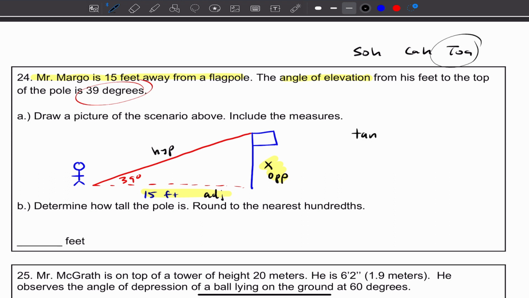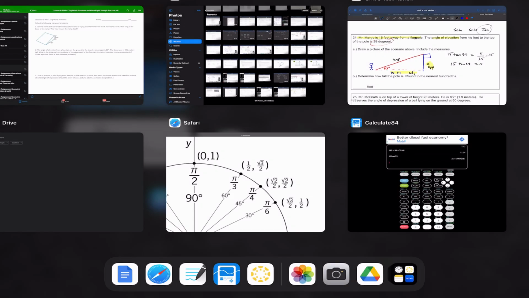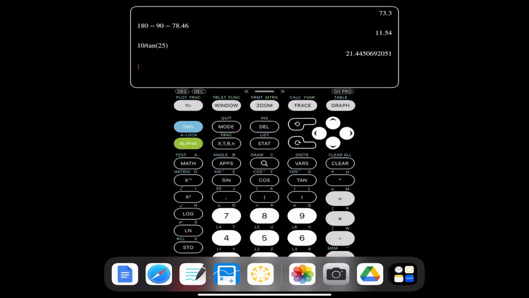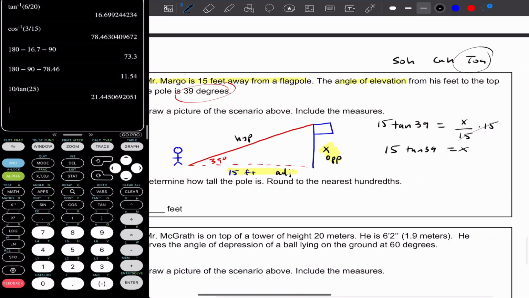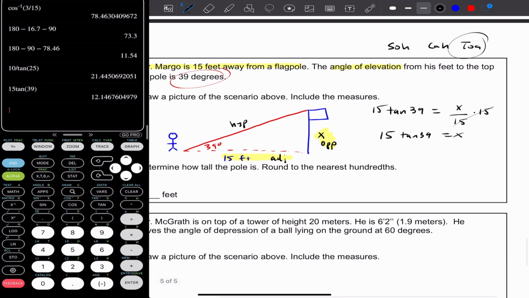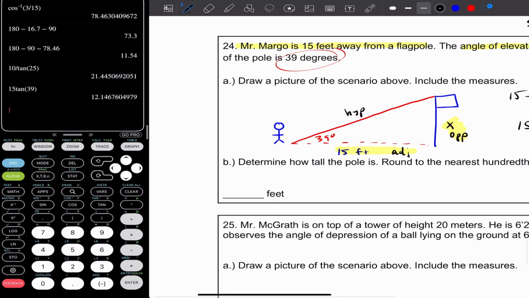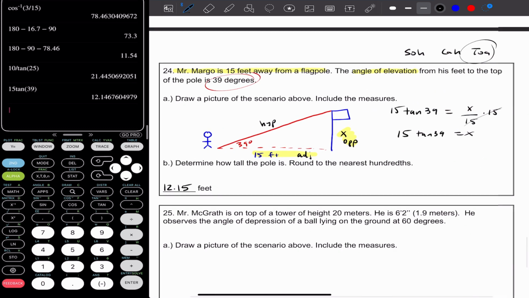So I write tangent of your angle of reference, which is 39 degrees, which is equal to opposite over adjacent, or X over 15. Notice that 15 is in the denominator, so I am going to multiply both sides by 15. So I have 15 times tangent of 39, which is equal to X. I'm going to go ahead and put that in the calculator right now. I have 15 tangent of 39. And that's going to give me, if I round to the nearest hundredths here, 12.15 feet. And that's your answer.